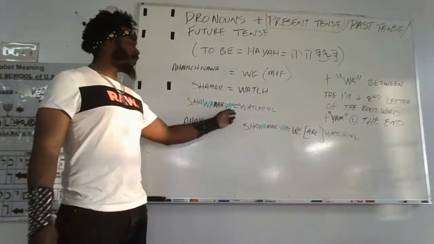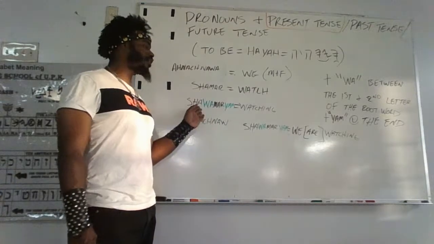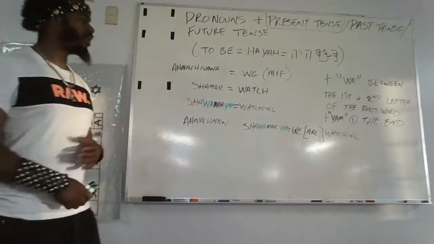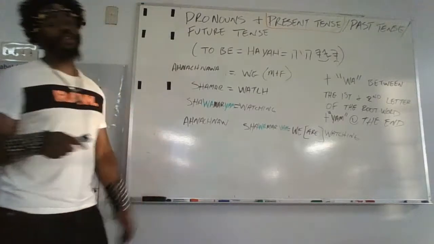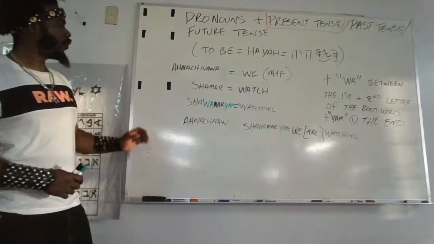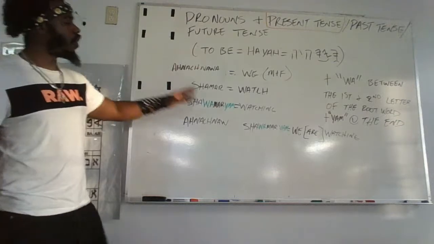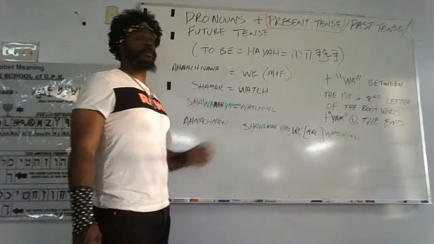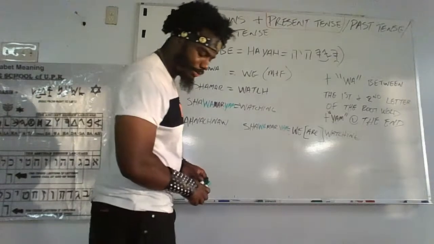So remember, suffixes and prefixes give context to the word. They let you know if it's past tense, present tense. They give context if it's in the first person, second person, or the third person. So when you're dealing with pluralities, it's the same thing. You're going to add a wa between the first and the second letter, but you're going to add yum at the end.